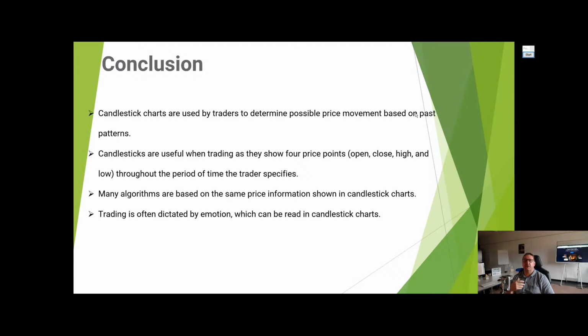Candlesticks are useful when trading as they show four price points, open, high, low, close, throughout the period of time the trader specifies. Many algorithms are based on the same price information shown in candlestick patterns and charts, by the way. Trading is often dictated by emotion, which can be read in candlestick charts.